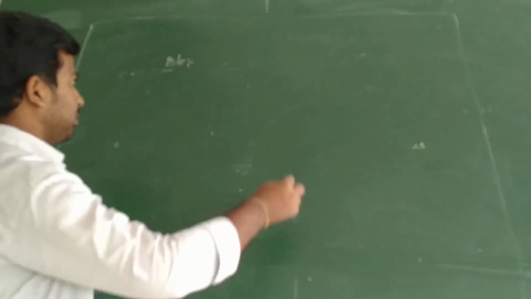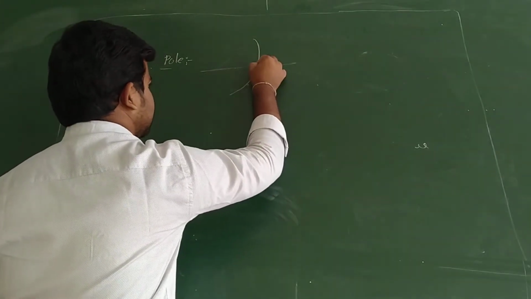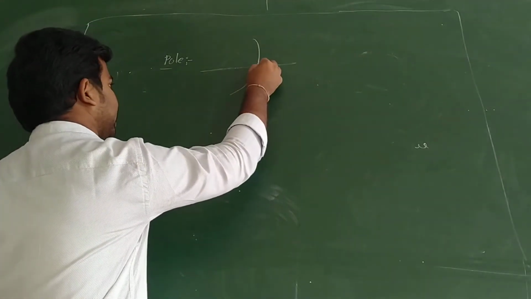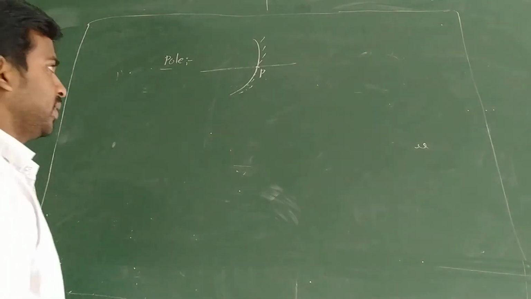For all terms, I am taking a concave mirror. The midpoint of the spherical mirror is called the pole of the spherical mirror. Understand? Again I will repeat.